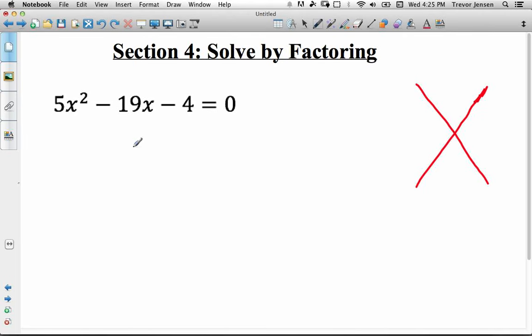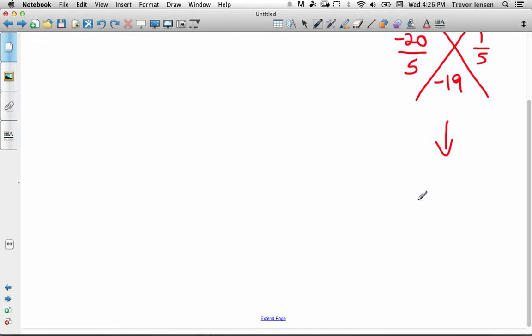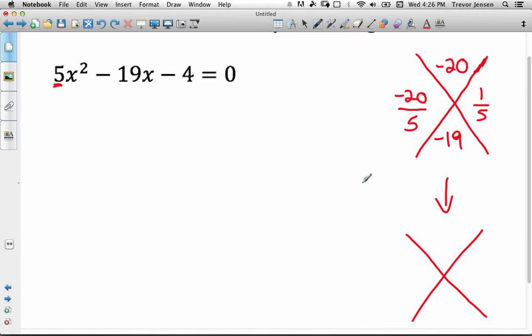So we want to find two numbers that have a product of 5 times negative 4, so a product of negative 20, and a sum of negative 19. The two numbers that satisfy that product and sum are negative 20 and 1. Now, these two numbers both have to be written as a fraction with the denominator of whatever the a value is. The a value is 5, so write negative 20 over 5, and 1 over 5. Then simplify both of those fractions, below or beside, whatever you find easiest.